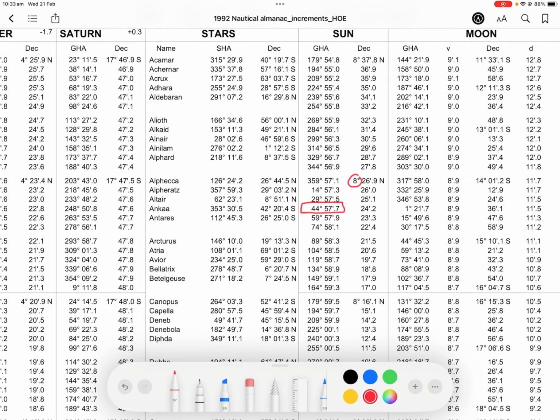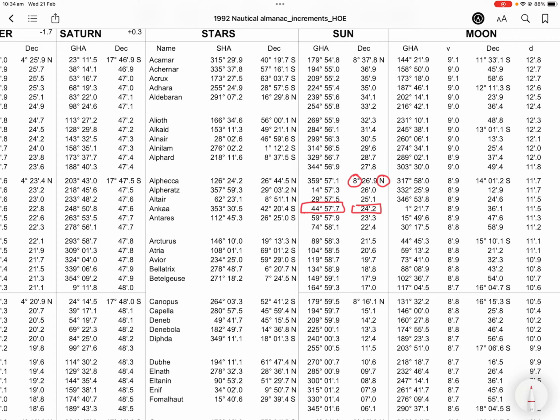Same time you can note down the declination, which is 8 degrees 24.2 minutes north. Now why I'm showing you all these values at one point of time, because I have made videos like this many times. I'm sure you guys are very familiar with how to find values from the nautical almanac. So let's not waste time going back and forth. I can show you all the values at the same time.